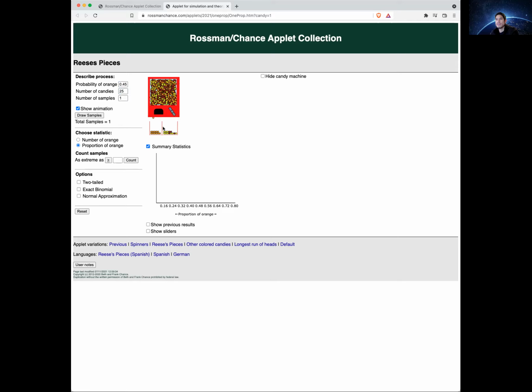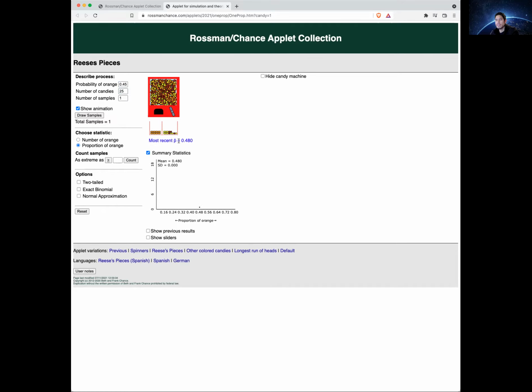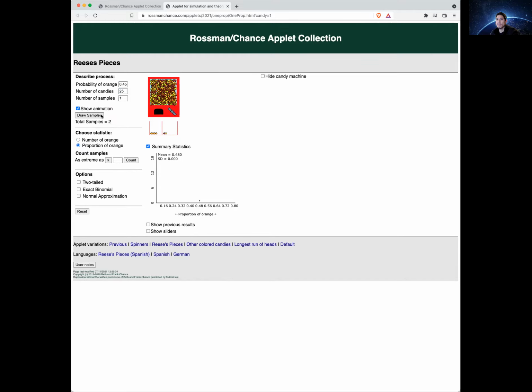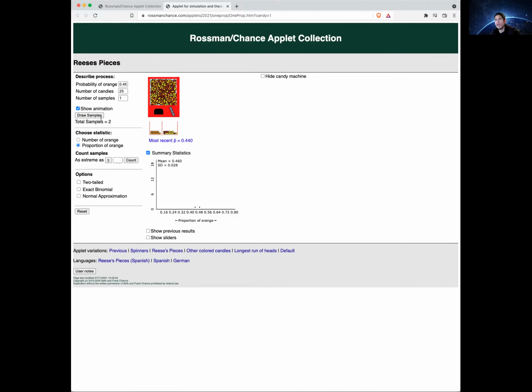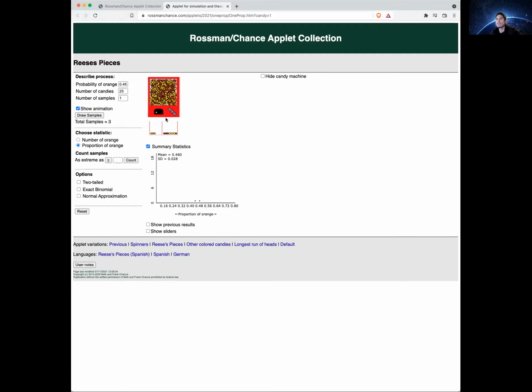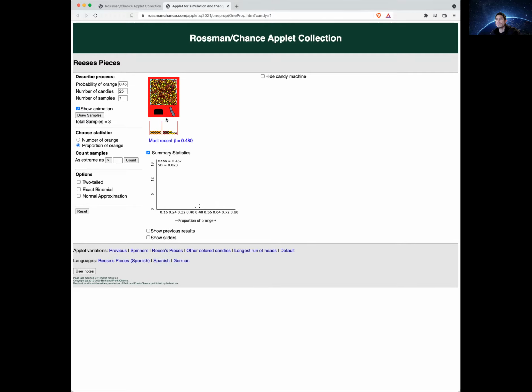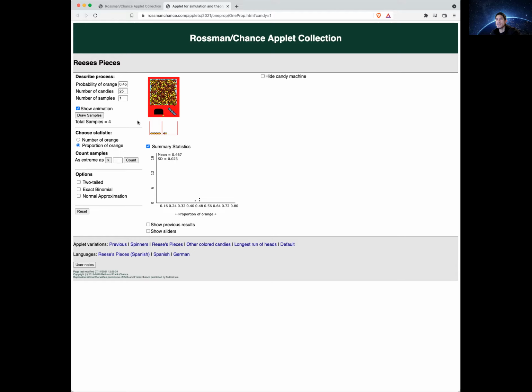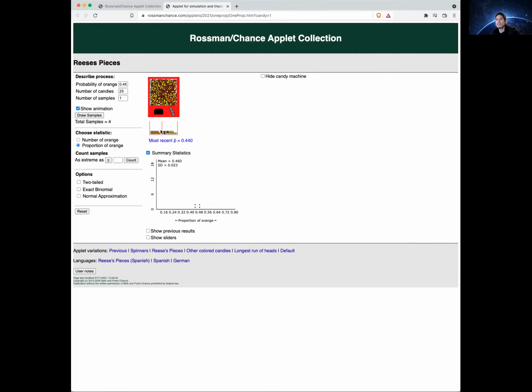And you can see there, it's putting the orange on the left, all the other ones on there. And then it calculates that the sample proportion of orange Reese's Pieces is 0.48. Let's do it again. Let's see what happens. All right, 0.44 for the next one. We do it again. 0.48, and we can do that again. We got a 0.46. So now we can start to see a little bit of differences, and we can start calculating some statistics like the mean and the standard deviation.